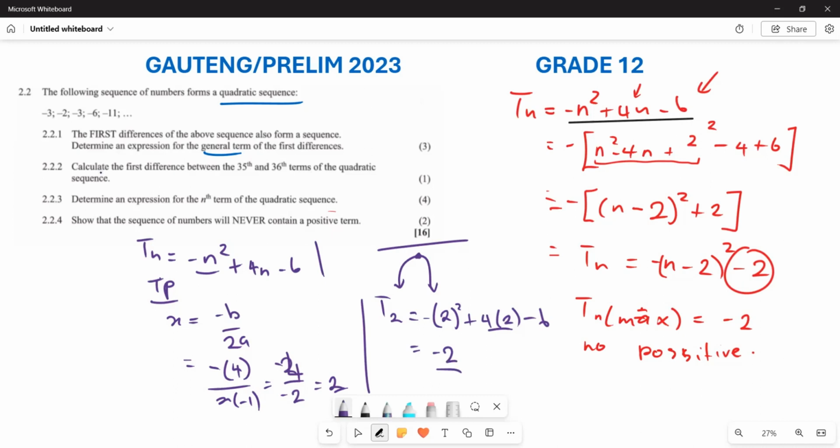Indeed, which means your coordinate of the turning point will be 2 and -2. If we had to draw our graph, can you see that your 2 will be somewhere here and your -2 will be somewhere here, which means this graph will have a turning point going downward this way. Therefore it is not going to have a positive term altogether, because it is not going to be touching the x-intercept.